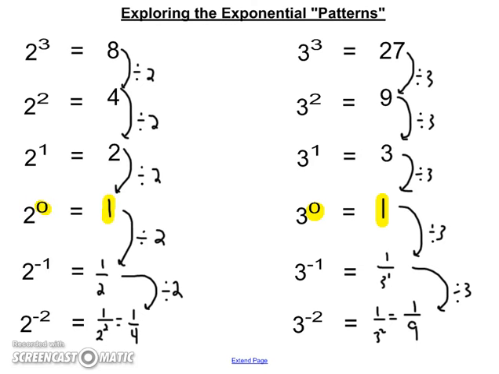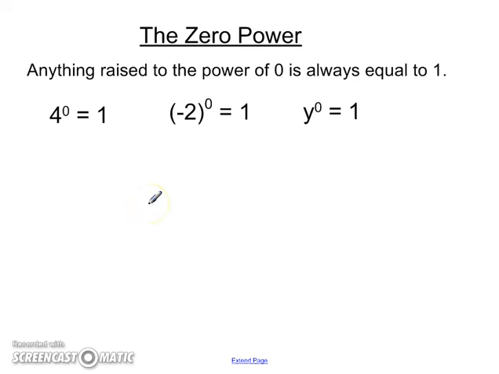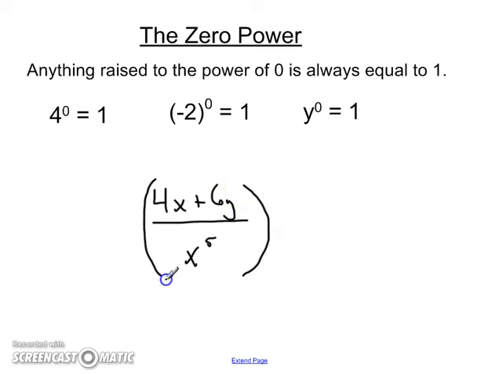So if I go back to my previous slide, this is what the 0 power property tells us, is that any number raised to the 0 power is always equal to 1. Alright, so 4 to the 0 power is 1. Negative 2 to the 0 power is 1. Y to the 0 power is 1. And even if I came up with something like 4x plus 6y all divided by x to the 5th power, and then I take all of this and I raise it to the 0 power, all of this raised to the 0 power in the end is going to equal 1. So that actually can be a shortcut for you if you're trying to simplify things. If you have a bunch of gobbledygook and then it's all raised to the 0 power, well, all of that gobbledygook will end up being 1.